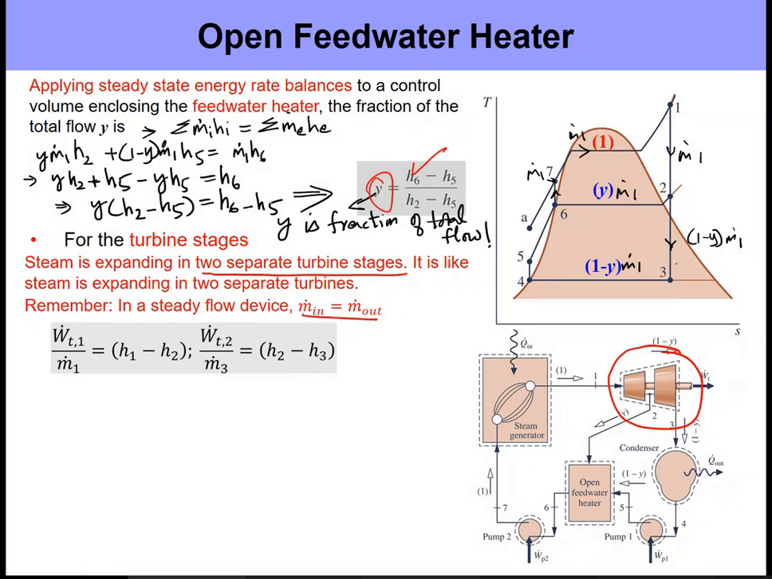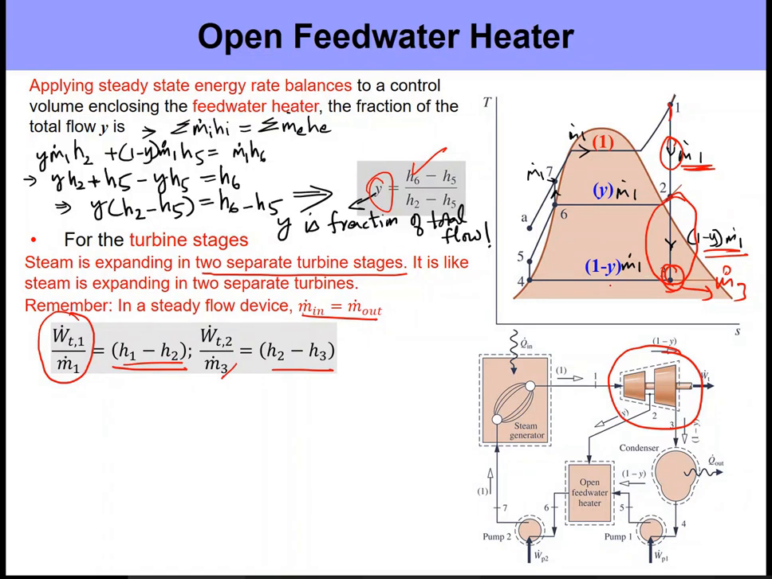For the first stage, where it goes from 1 to 2, the mass flow rate is m dot 1. So per unit mass, the work done in turbine 1 by m dot 1 is equal to h1 minus h2. Now for the second stage, the mass flow rate is different. It is 1 minus y times m dot 1, or you could also write it as m dot 3, indicating the mass flow rate at state 3, the exit of the turbine. So I could write it as Wt by m dot 3 is equal to h2 minus h3.